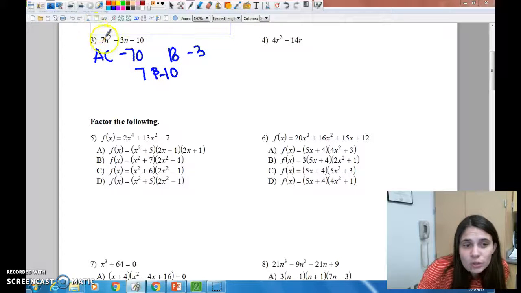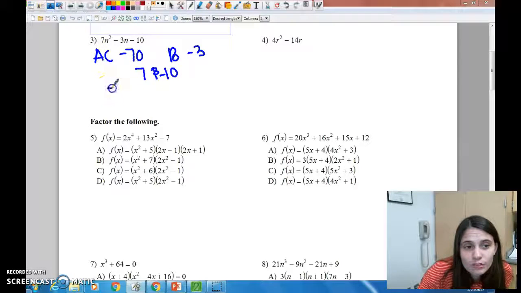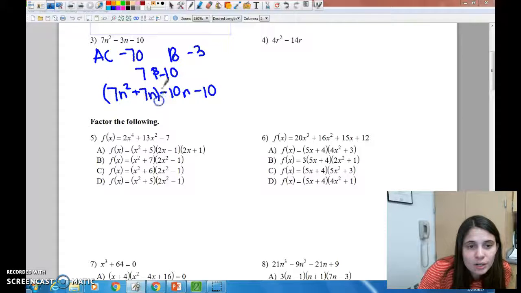Now, if a were equal to 1, then I could just immediately rewrite this, n plus 7 times n minus 10. But since a is not equal to 1, I've got to go a little bit further. So I'm going to start with 7n squared. Then I'm going to take this middle term and split it up using these two numbers. So I have plus 7n minus 10n minus 10. And then I can just group both sides. It's now 4 terms, so I can factor by grouping. So I'm going to group that side and group this side.